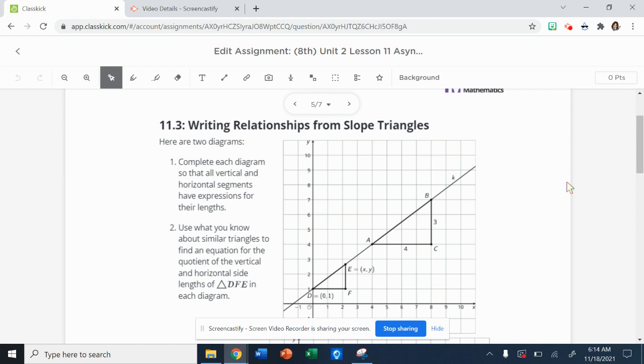11.3 says here are 2 diagrams. Complete each diagram so that all vertical and horizontal segments have expressions for their lengths. I want you to go ahead and pause the video and just answer question 1. We'll go over question 2 together.